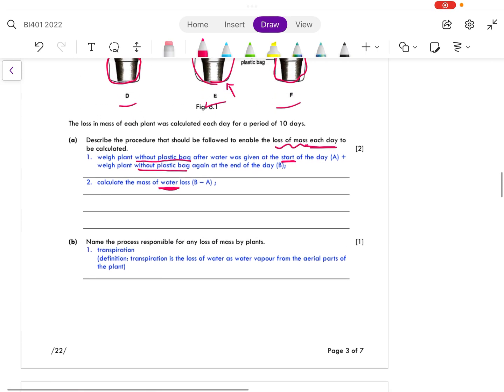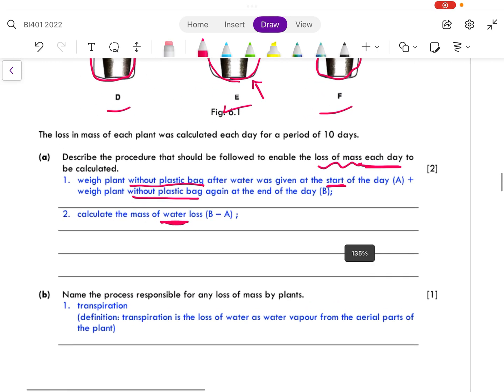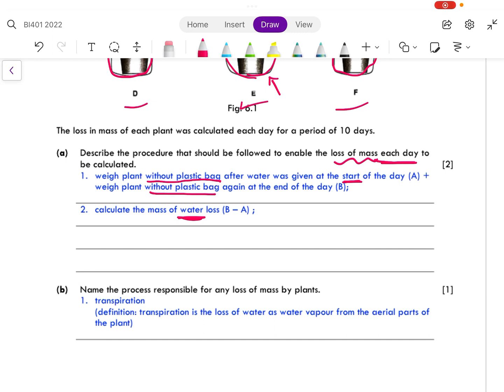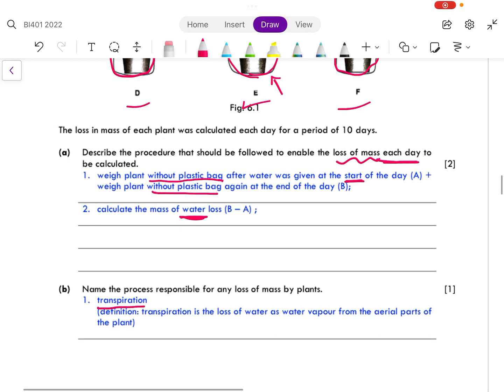Next, let's go to question 6b. Name the process responsible for any loss in mass by the plants. And the answer is transpiration. They only ask you to name it, so you just have to write transpiration.